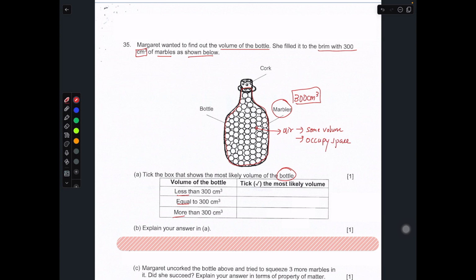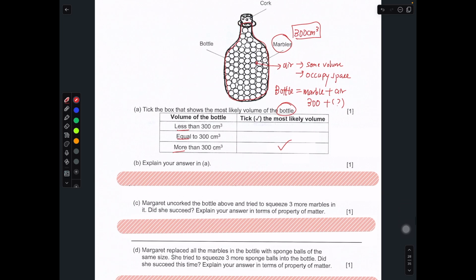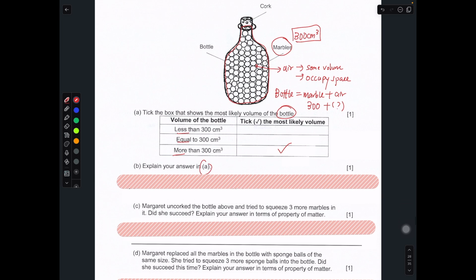Okay, because of that, right, the bottle will be equal to the marble plus air. So if the marble is 300, the air is some unknown number, therefore it must be more than 300. Okay, so explain your answer. Basically they ask you why you put a tick over here.